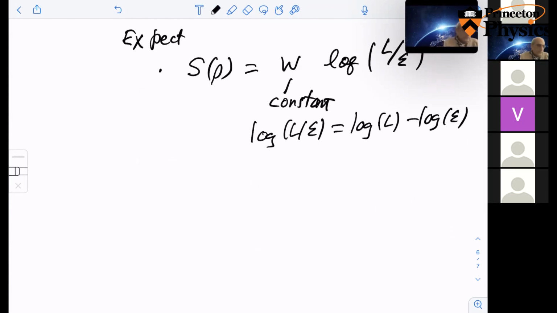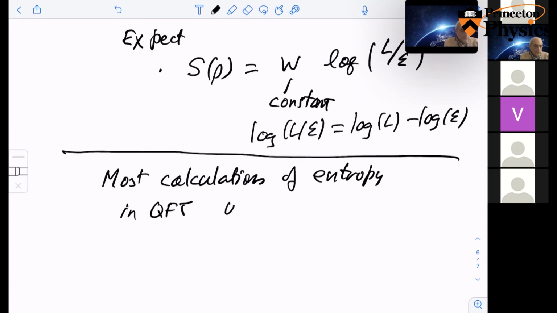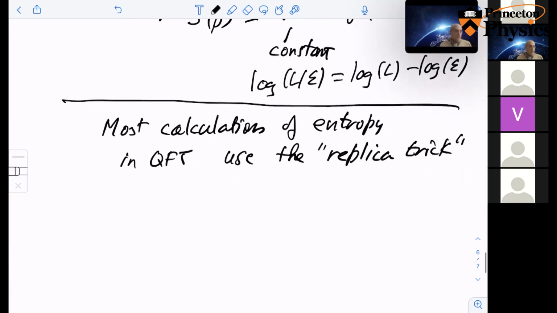Now, most calculations of entropy in quantum field theory use the replica trick. So what is the replica trick?